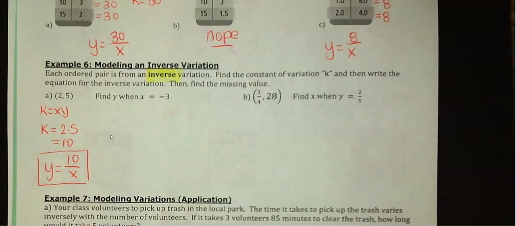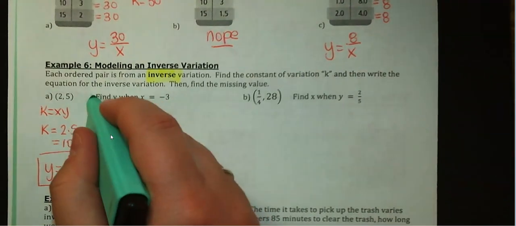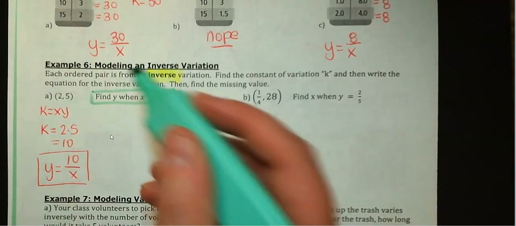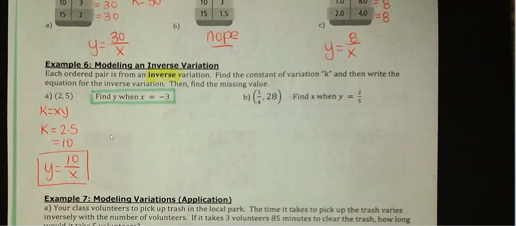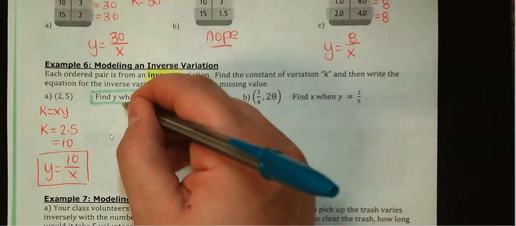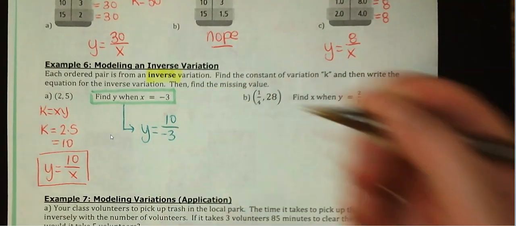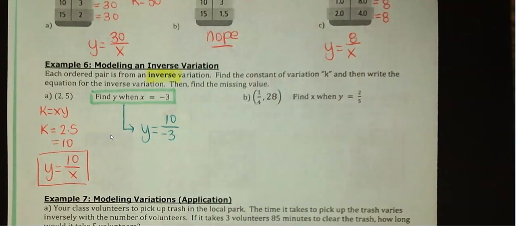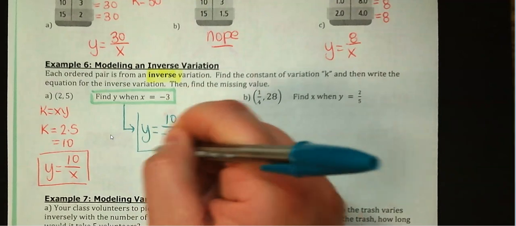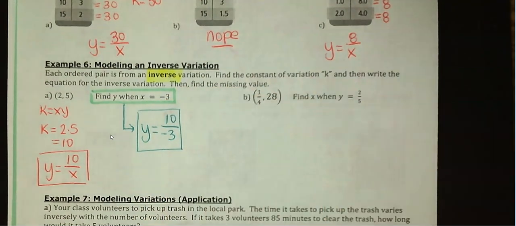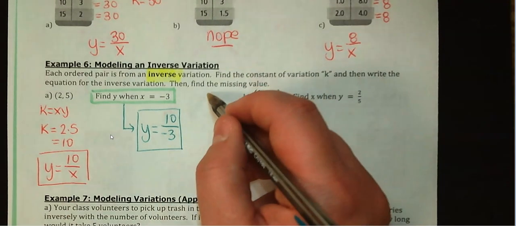And then, like I was telling you guys on the front, most of these will ask you a secondary question. So this one says, find y when x is negative 3. So I've got my equation. y equals 10 over x, which is negative 3. In that particular example, if you want to write a decimal, you can, but that fraction doesn't reduce. If you can actually divide, go ahead and do that or reduce the fraction, but in that example, you can't really do anything else, so I would just leave it as 10/3.